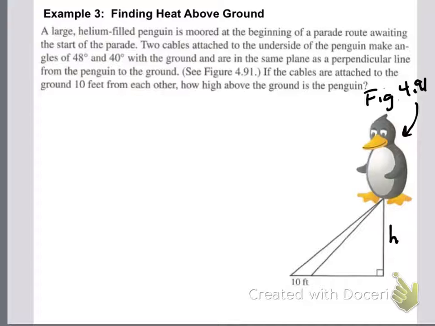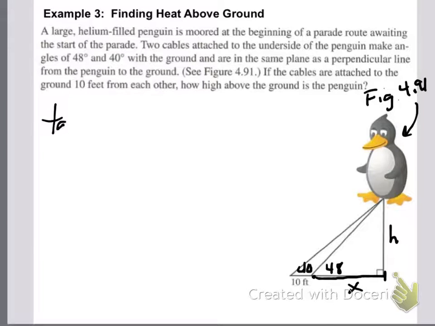Okay? The distance from one of the cables to the ground over here is x. We don't know that. Now, this is the 48-degree angle, and this is the 40-degree angle. The 48-degree angle, you can see, is a larger angle than this one over here. Now, I'm going to set up an equation for the small triangle, the 48-degree triangle, and the 40-degree triangle. So let's start with the 48, opposite over adjacent.